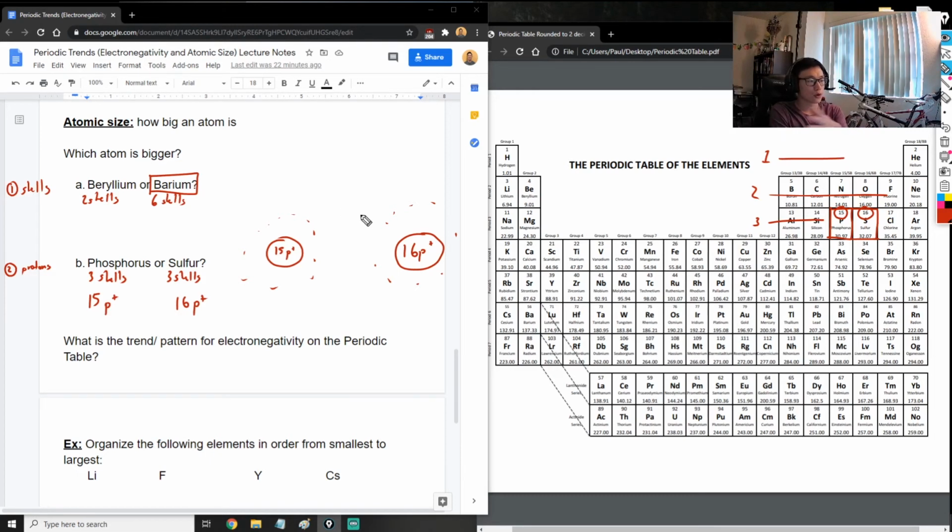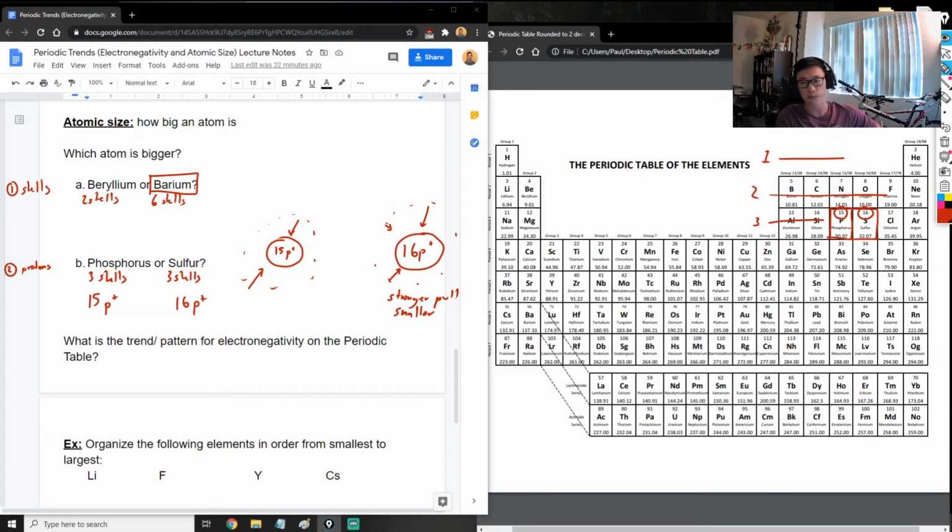We said that the protons are kind of like magnets that pull the electrons in. So the question is, which one is going to pull them in more? A magnet that has the power of 16 or 15? Obviously 16 is a bigger number, so it's going to be stronger. It's going to be a stronger pull. Now, if I pull something in more closely, does it get bigger or smaller? The stronger the pull from the middle, the smaller it's going to get, right?